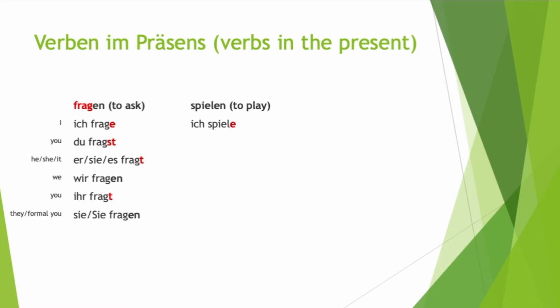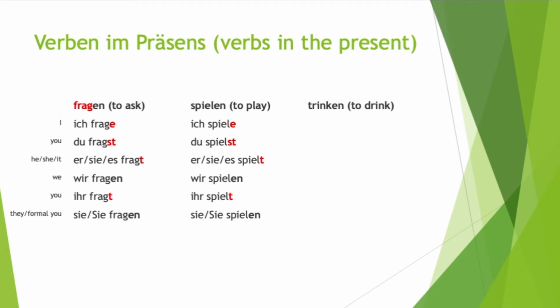Ich spiele. What is you play? Du spielst. Good. Sie, es spielt. Wir spielen. Ihr spielt. Sie spielen. All right. Third one. This is the verb trinken, to drink.